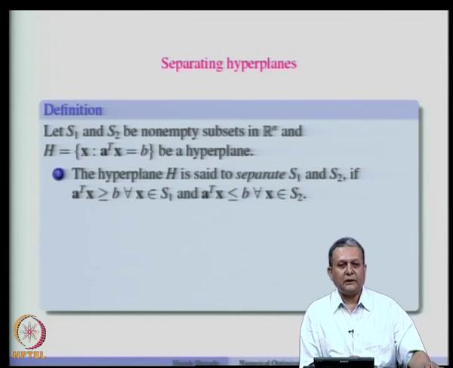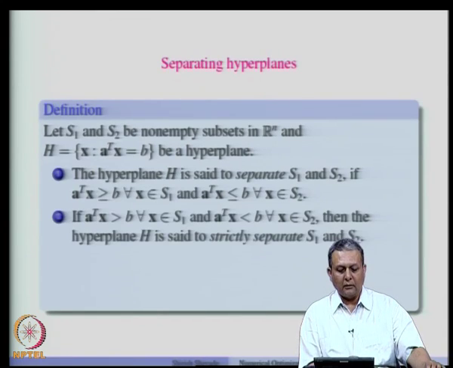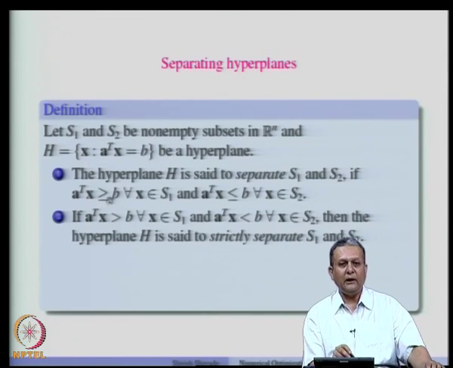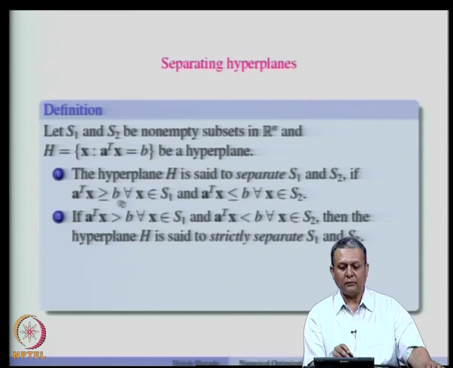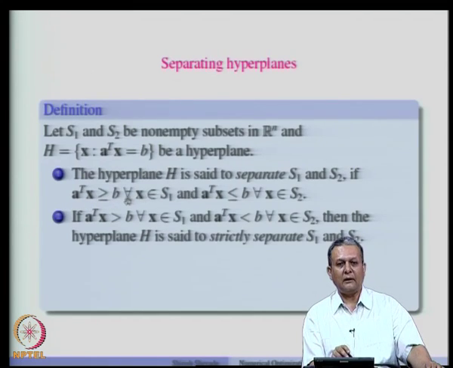So, very soon we will give the geometrical interpretation of these results. Now, if the inequality in the definition is strict, then we say that the hyperplane H is said to strictly separate the sets S1 and S2. So, notice the difference between the two definitions: here the inequality is not strict. A transpose x is greater than or equal to B for all x in S1, and A transpose x less than or equal to B for all x in S2, while here the inequality is strict.